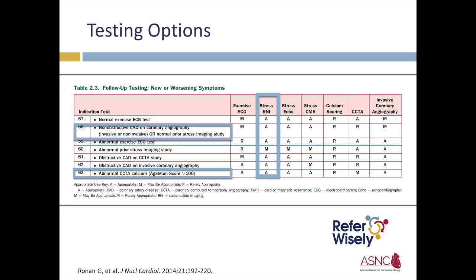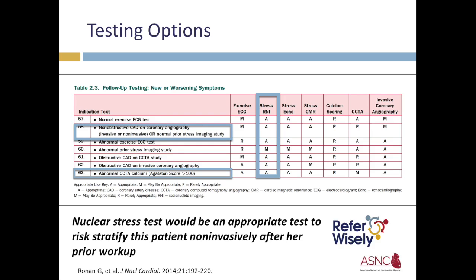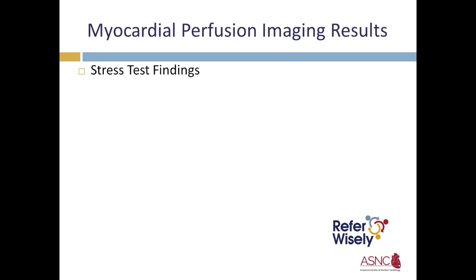Returning back to the patient, we now have somebody who has persistent symptoms without an obvious diagnosis. So we now go back to the appropriate use criteria and look at follow-up testing, new or worsening symptoms. And you can see here that line 58 or line 63, non-obstructive coronary disease on coronary CTA and an abnormal coronary CT calcium score, both allow stress radionuclide imaging or myocardial perfusion imaging to be carried out as an appropriate indication. She therefore underwent exercise myocardial perfusion imaging.